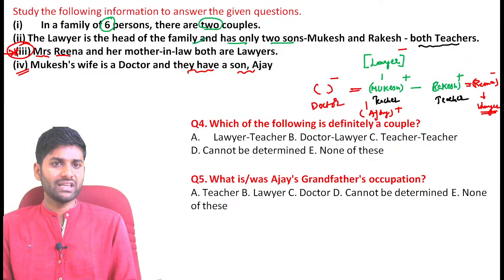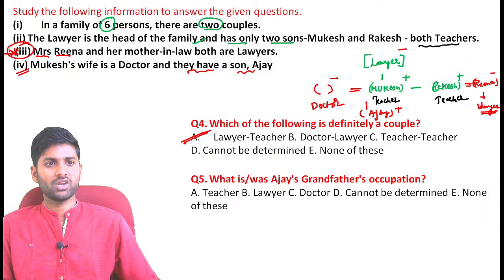A couple means definitely a doctor and a teacher, or a lawyer and a teacher. So just go through that option. A is the perfect answer, guys. Lawyer and teacher is the perfect couple.